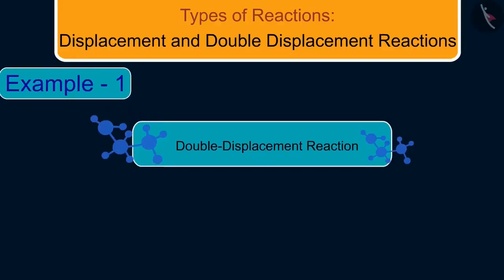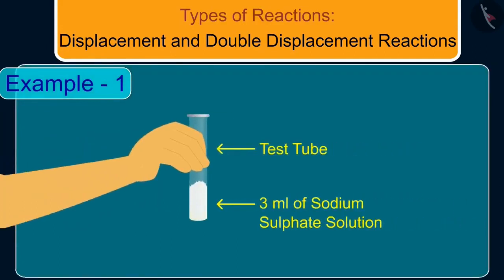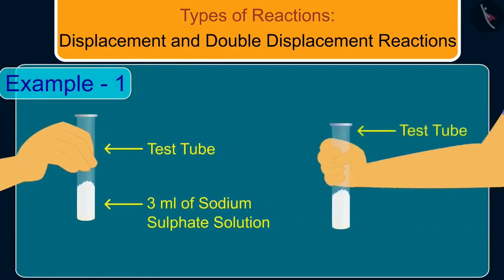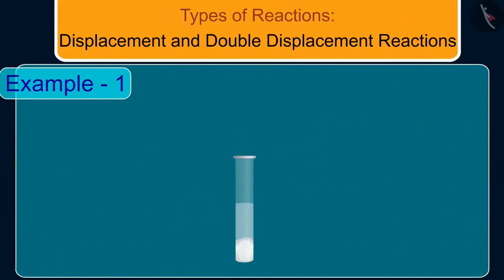Let us understand this double displacement reaction with the help of an example. Take about 3 ml of sodium sulfate solution in a test tube. In another test tube, take about 3 ml of barium chloride solution. Mix the 2 solutions. What do you observe?